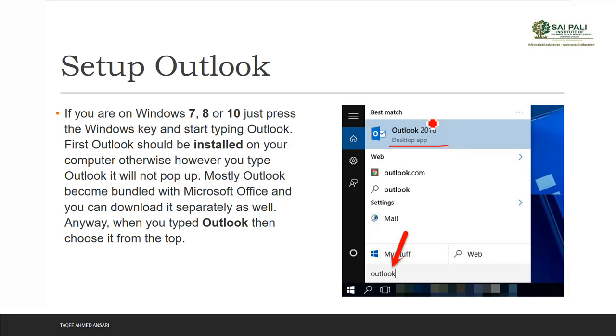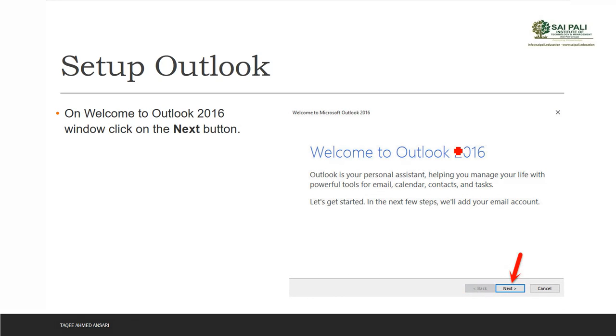Once you get that, you select Outlook 2016, and you will get this welcome screen. Here it says welcome to Outlook 2016. It gives information about Outlook, what it is going to do, and you can start your setup wizard. In this window, you will press next.